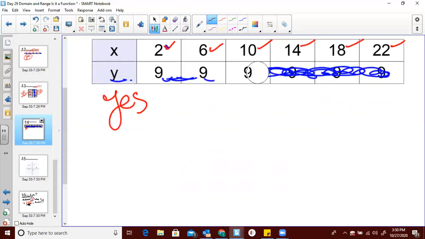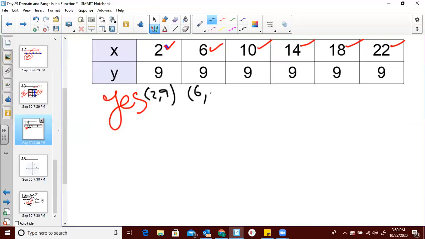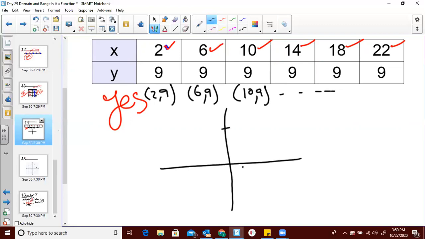Right, so remember these are all points, right? So we have like (2, 9). We have (6, 9). Remember our x value and then our y. We have (10, 9), and so forth. So if I was just going to loosely graph this, and let's just say this is 9, right? We know that this is 0. I'm going to have 2, 6, 10, 14, 18, and 22.